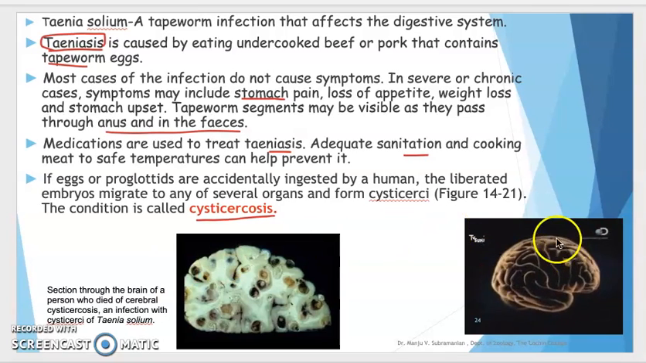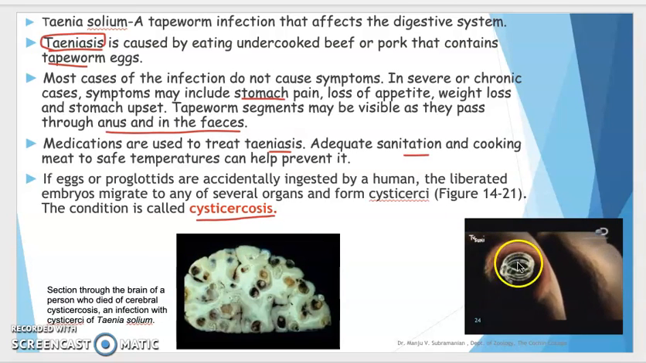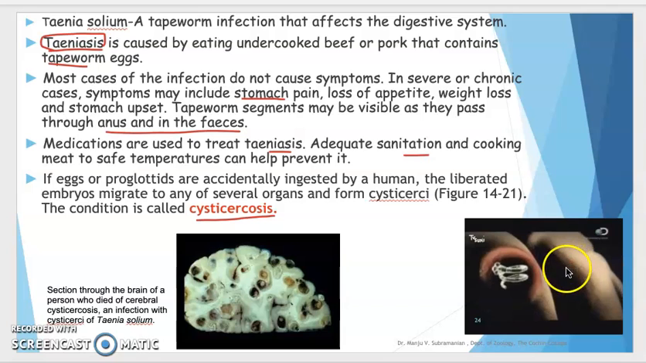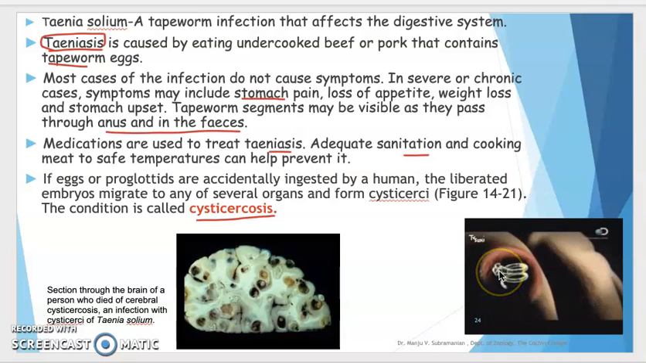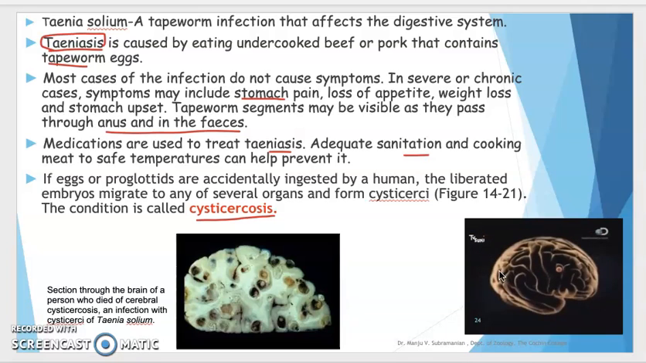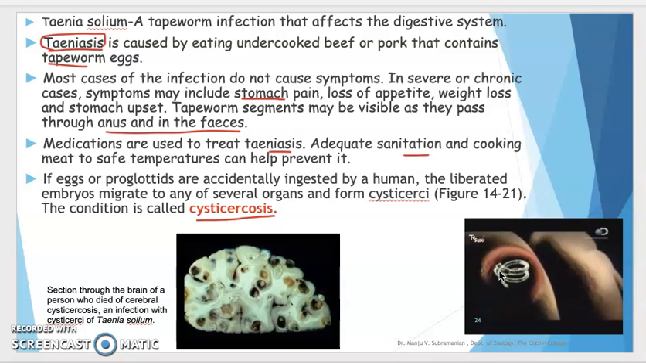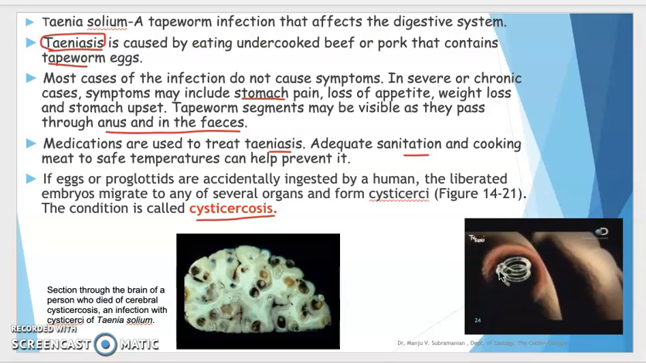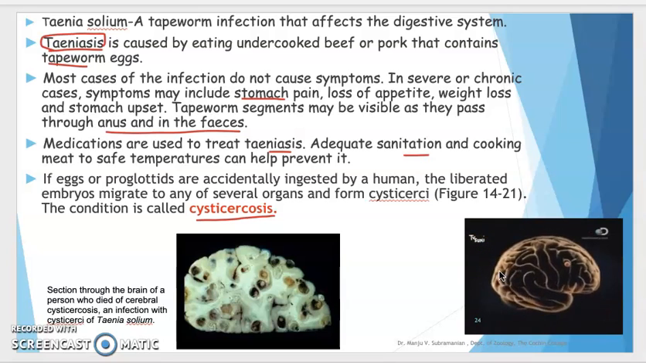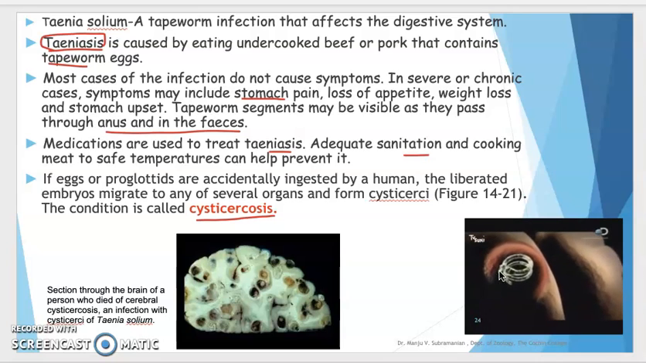Okay, so this is a brain with the cysticercae. You can see here a small miniature of the worm in the brain. So it's actually an important condition. And apart from this, certain neurological problems due to the absorption of the toxic waste of the worm can also occur.